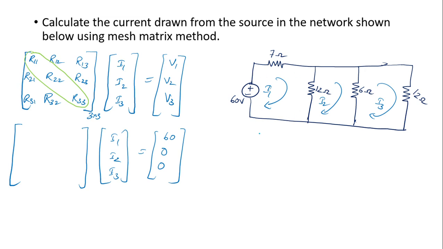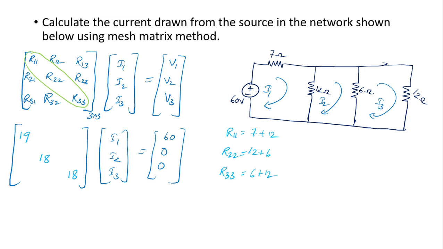So R11 will be equal to 7 plus 12, and that will be 19. What about R22? R22 will be equal to the sum of resistors present in mesh 2. So that will be 12 plus 6, and R22 will be 18. Then R33 will be the sum of resistors present in mesh 3. So that will be 6 plus 12, so again that is going to be 18. Okay. So the diagonal elements, they will always be positive.